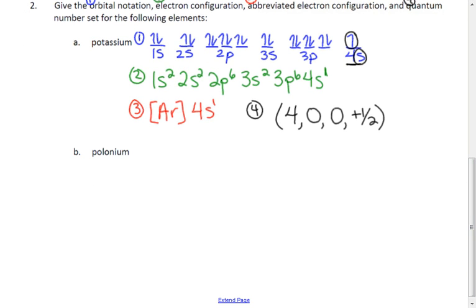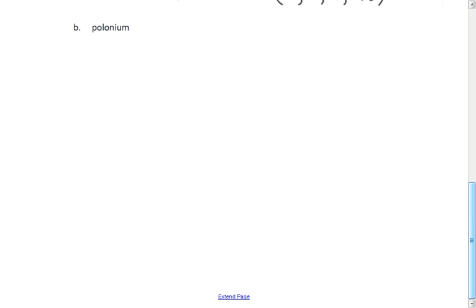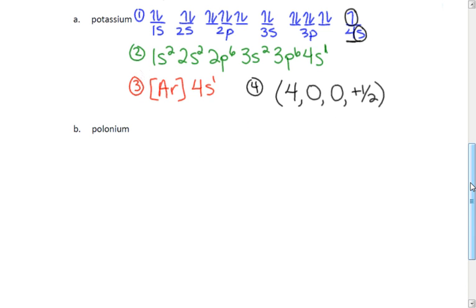Okay. So we're going to do the same thing, only now we're going to look at polonium. Where is polonium on the table? Po. Okay, it's number 84. So we've got to go from the very beginning at 1s all the way down to 6p. That's the sublevel it ends in, 6p. So for the orbital notation, we'll do this together.